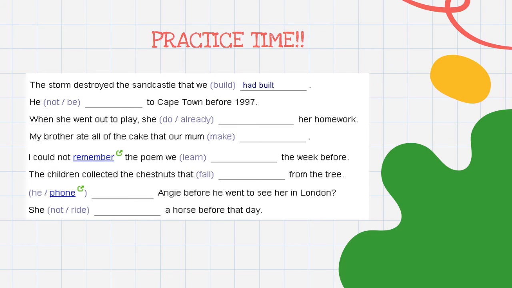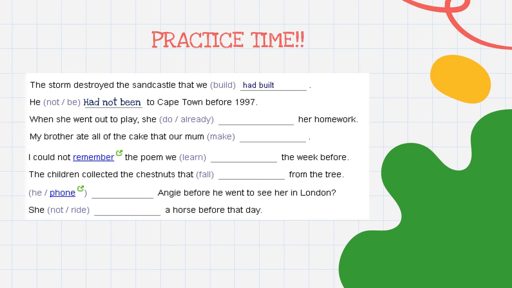So finally, let's do some exercises in order to practice the past perfect. Here we have an example: the storm destroyed the sandcastle that we had built. In the second, we have: he to Cape Town before 1997. So we can say, using past perfect, he hadn't been or he had not been to Cape Town before 1997.